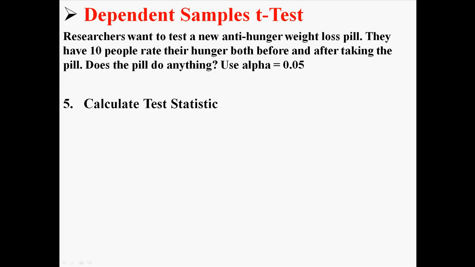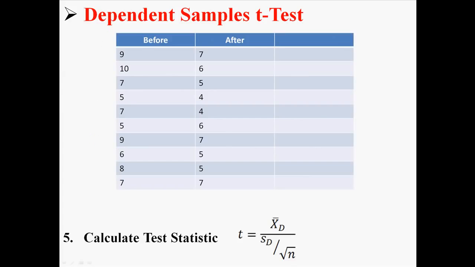So let's actually calculate the t now. This is the equation for calculating the t in a dependent samples t-test. On the top you see x bar d. D stands for difference in this case. So on the top you have the mean difference, and on the bottom you have the standard deviation of the difference divided by the square root of the sample size. So actually let me show you what that d is.